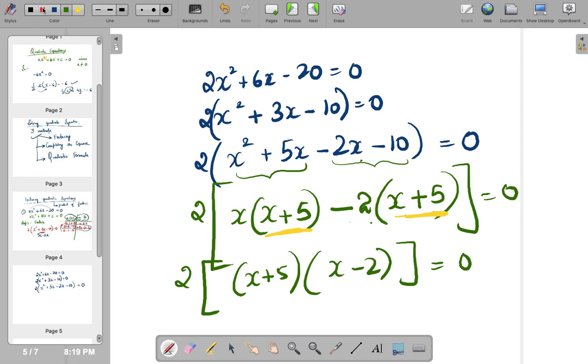Next, I'm going to equate it to 0. So what do we get? 2 of x plus 5 equal to 0. We can also do it like this as well. Take 2 outside, divide both sides by 2. It will be 0. So you'll be left with x plus 5 and x minus 2 equal to 0.